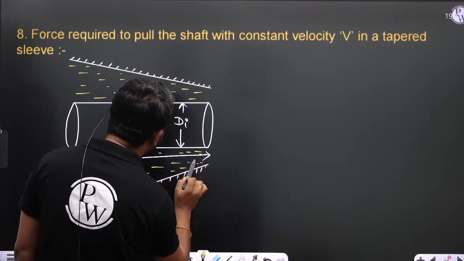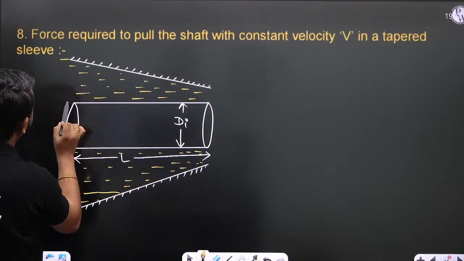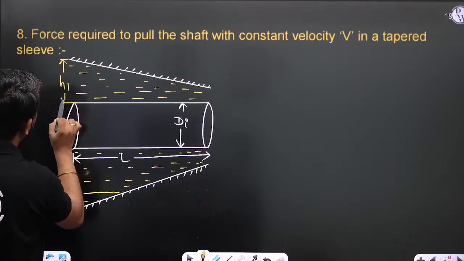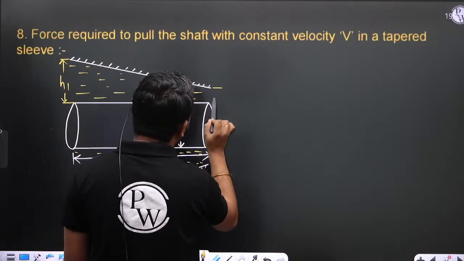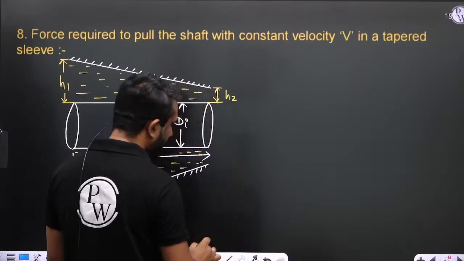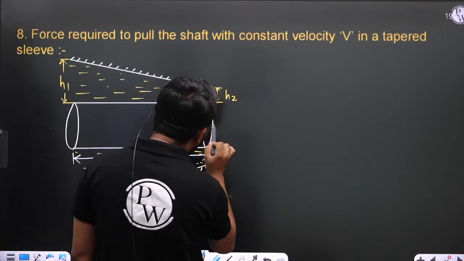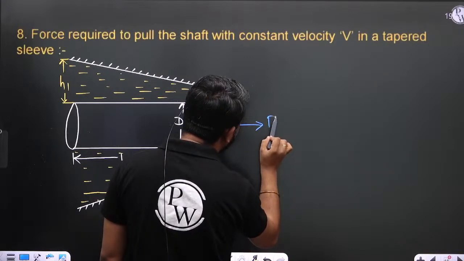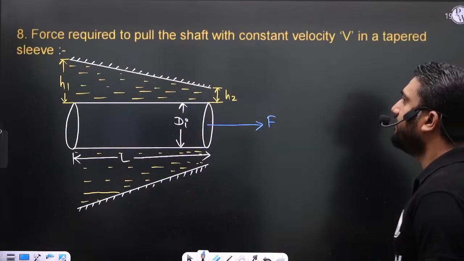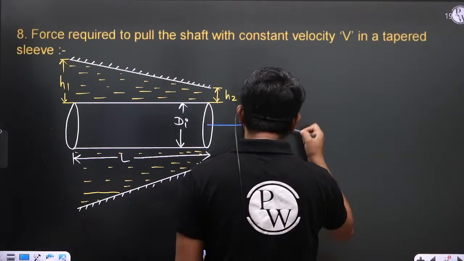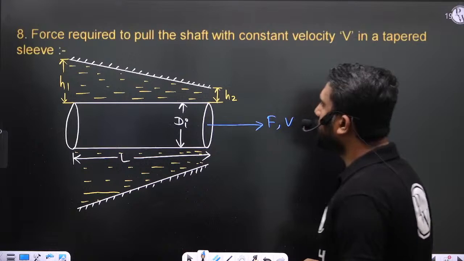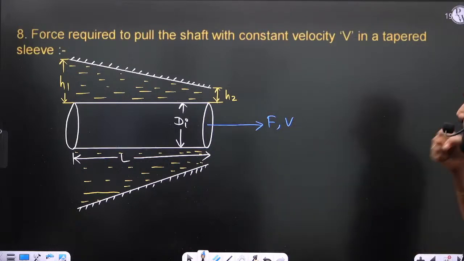Right? And here this gap is h1, and here the gap is h2, right? And this is the force F, which is used to pull the shaft. Because of this force F, the velocity of the shaft is v, and that v is constant.